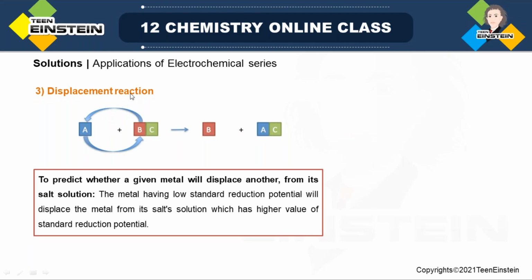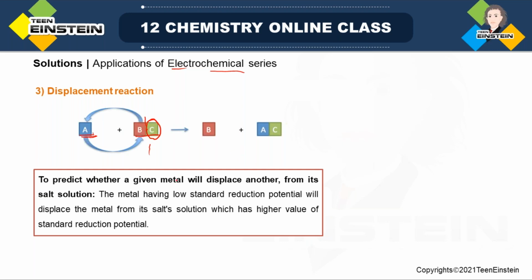So number 3 is displacement reaction. With the help of the electrochemical series, we can predict whether a displacement reaction can take place or not. Here we have a general example. Suppose we start with A and BC. The bond between B and C is broken, and C is now attached with A. That means C is replaced by A. That is why it is an example of a displacement reaction.